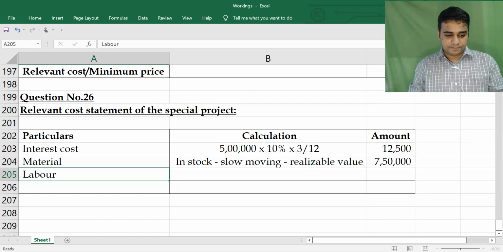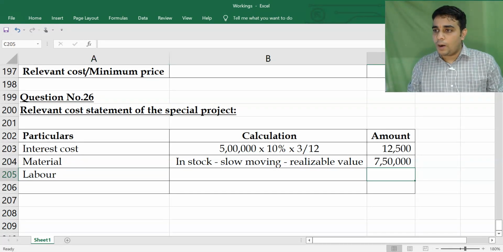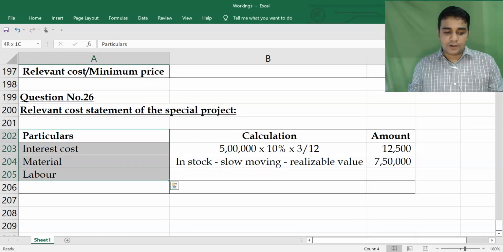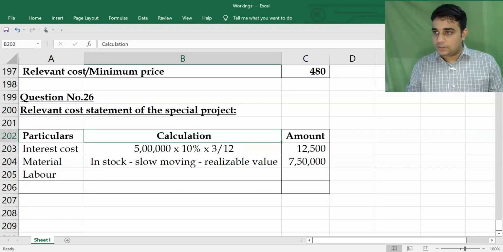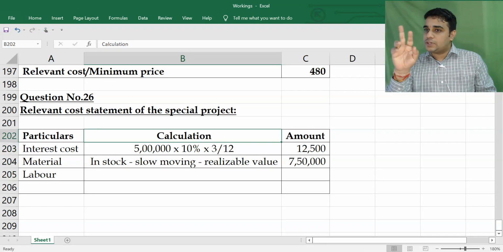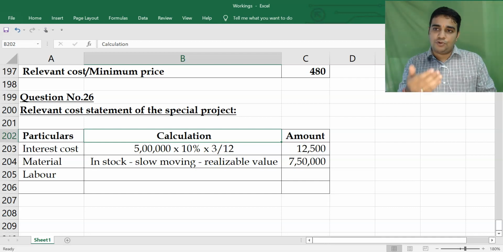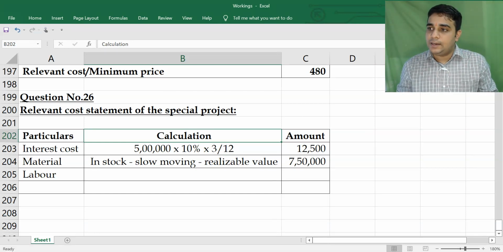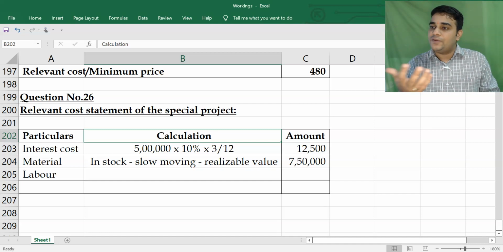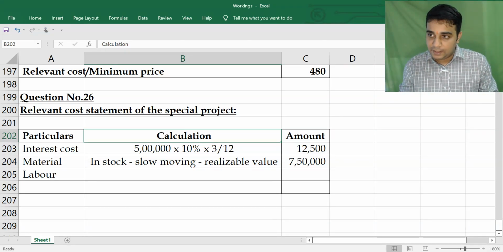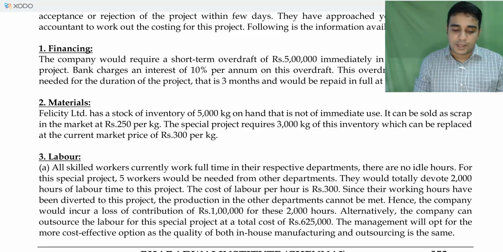Labor, we have two options and the relevant cost is going to be the lower of the two options. It was only in the material where both options were there, because you can either decide to use it as a substitute or you can decide to sell it. You will obviously take the choice which gives you a higher benefit. Here I will take the choice which is of lower cost.